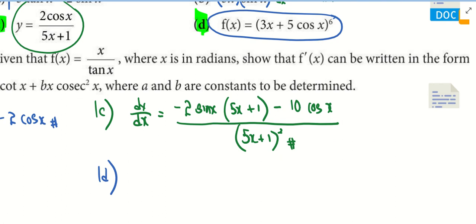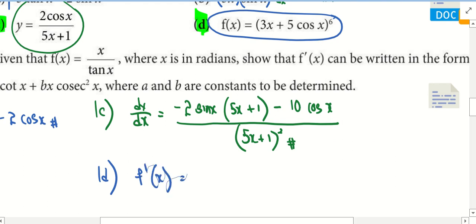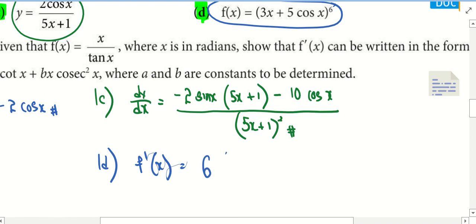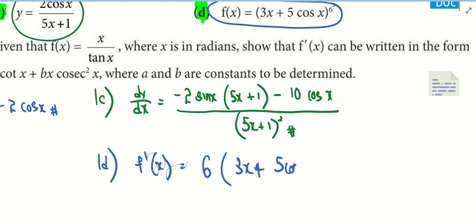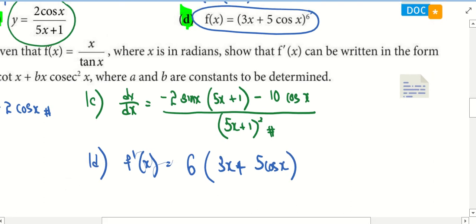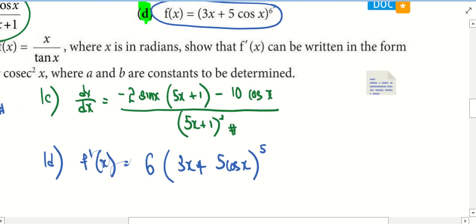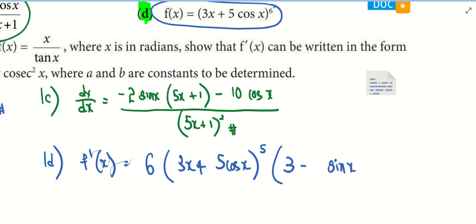So part D is a function, f prime x. Use a composite function. Bring down the power. Then I copy everything. Reduce the power by 1. Then I differentiate all the terms inside the round bracket. If I differentiate 3x, I will get 3. If I differentiate 5 cosine x slowly, cosine x, when I differentiate, I will get a negative sine. Then what's the number in front?